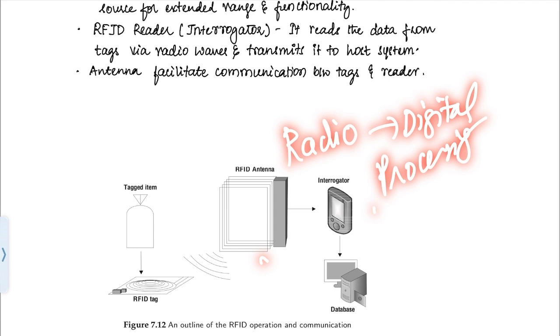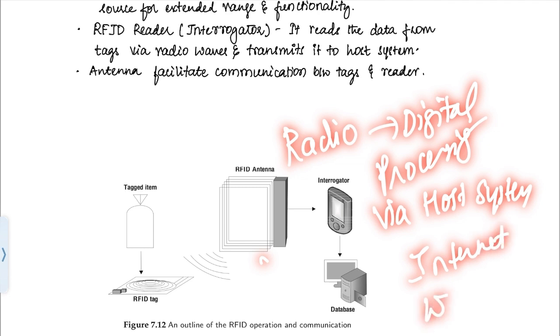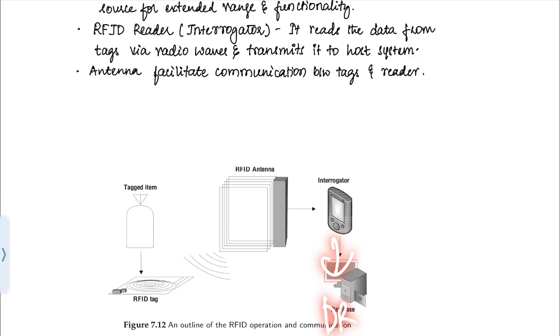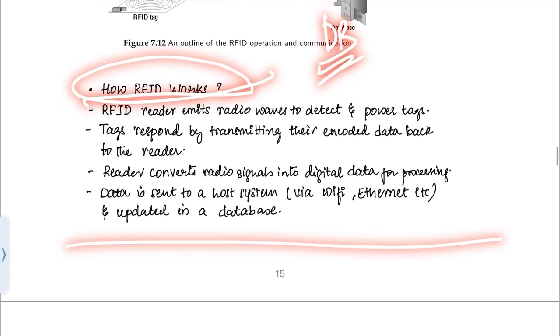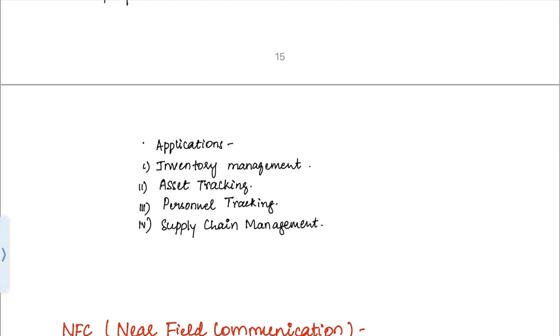Now the data is sent via a host system. The host system here can be the internet, or it could be Ethernet or Wi-Fi, and it is further updated in the database. So that's how RFID works. I've written down all the steps here. Moving on further, speaking of the applications.